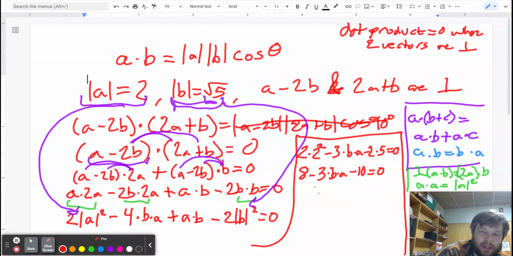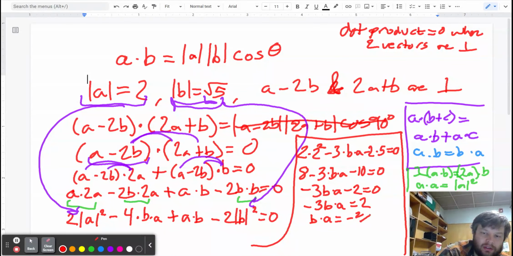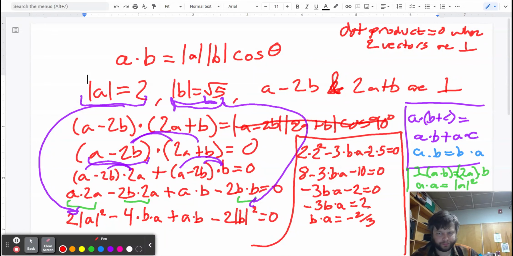So I guess that means that's a negative 2. So negative 3 b dot a minus 2 is 0. Negative 3 b dot a is 2. So b dot a is negative 2/3. Great. But we didn't actually care just about the value of the dot product. I mean, that was hard enough, but we got the value of the dot product.